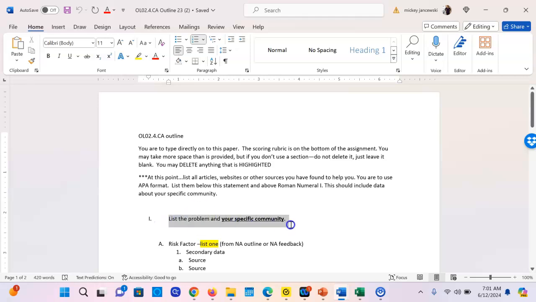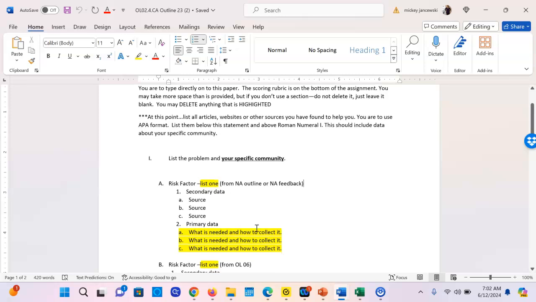Roman numeral 1 says list the problem and your specific population, and that's very important. You need to list the problem from your grant, which you should be fine-tuning as we go, and I need to know your specific population or community. It would be the population, any clarifying factors on the population, and where they are. So for example, African Americans in Ward 7 of DC, or Hispanic Americans living on the Eastern Shore of Maryland, or seniors living in Arizona, or seniors living in Phoenix, Arizona. So whatever it is, you need to be very clear about who they are and where they are.